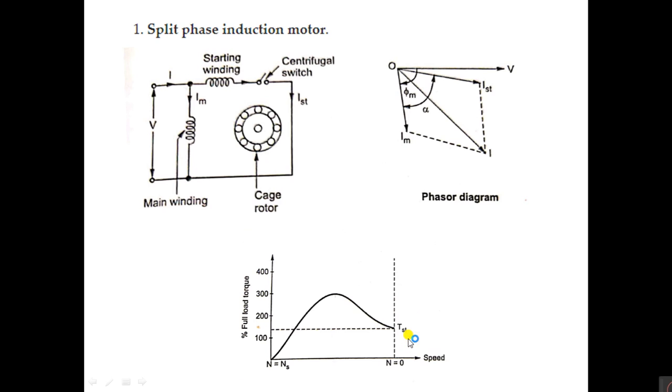The starting torque T start is proportional to the split angle alpha, but the split phase motor gives poor starting torque, which is 125 to 150 percent of full load torque. The reversal of rotation of this motor is possible by reversing the line connections of either the main winding or the starting winding. This can be done only when the motor is at standstill. This motor is essentially a constant speed motor. The speed variation is maximum 2 to 5% from no load to full load.